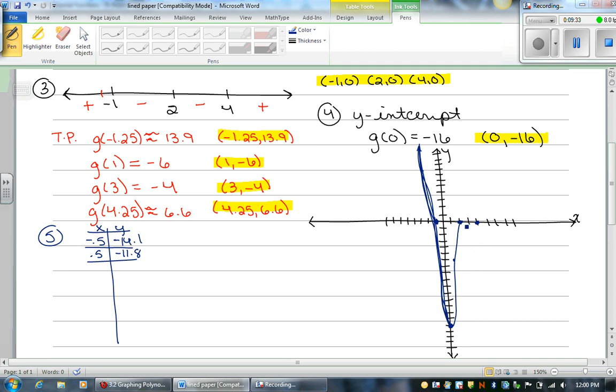So we need to figure out what's going on between 2 and 4. So we did find the value 3, negative 4, so we can put that in. All right. So we know that it's going to come down. But let's also look at 3.5. We're going to find that that's at negative 5.1. So this actually does come down a little bit more before it pops back up. And then 4.25 we found to be 6.6.